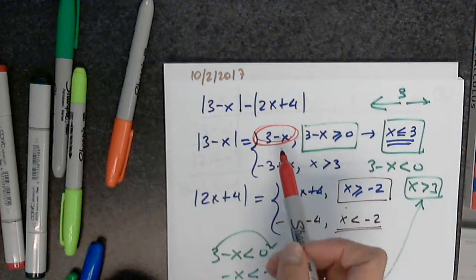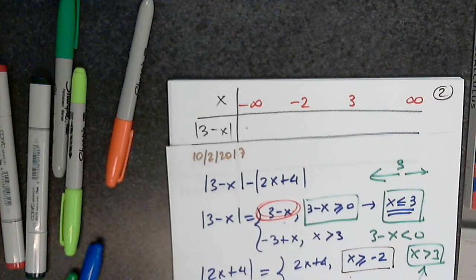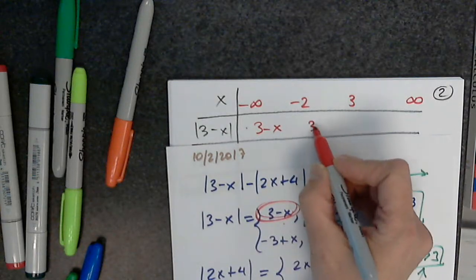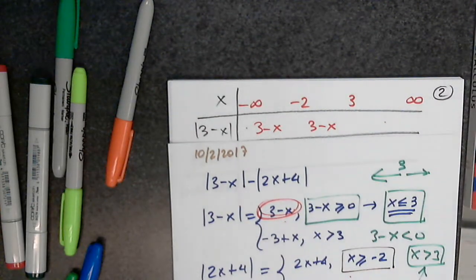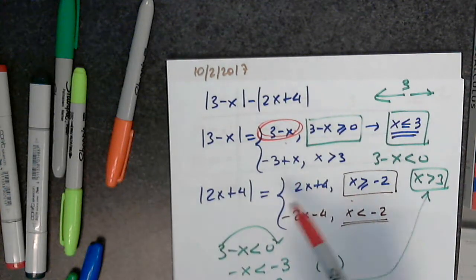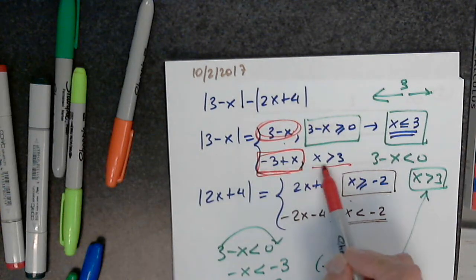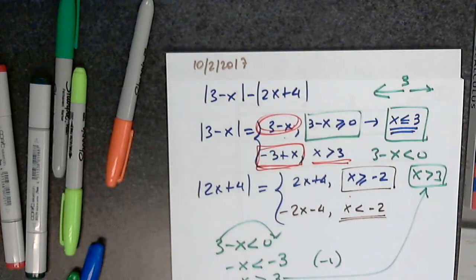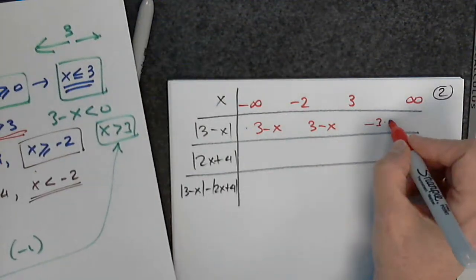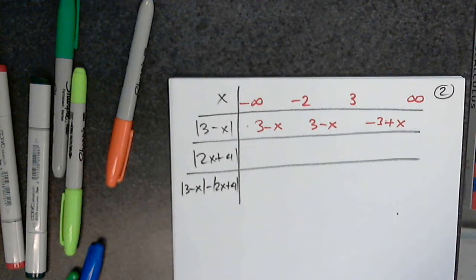So where will I plug in or put 3 minus x? In my first row, to the left of 3. So I have two options here. And here's my third option. I read again. The absolute value of 3 minus x can be replaced by negative 3 plus x for any x value to the right of 3. What do I do? That's it. So I'm done summarizing the information coming from the absolute value of 3 minus x.